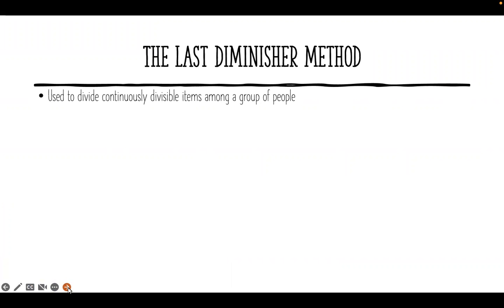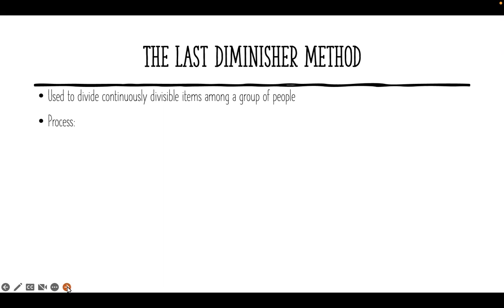Now, remember that continuously divisible items mean something that you can chop up in a bunch of different ways, and it doesn't change the item. So think about the candy bar. We can cut that into halves, thirds, fourths, fifths, whatever, and it's still a candy bar, right? So that's fine. We can still use that. Whereas a discrete divisible item is like a t-shirt. If I cut that in half, I no longer have a t-shirt, right? Okay, so continuously divisible items.